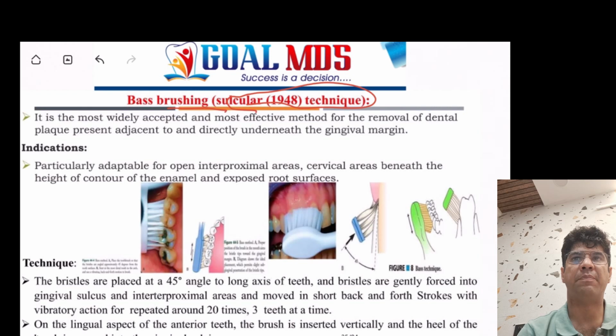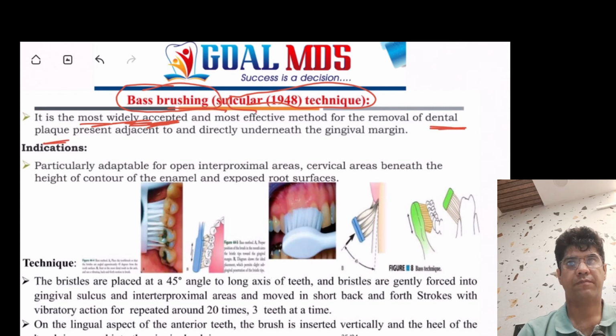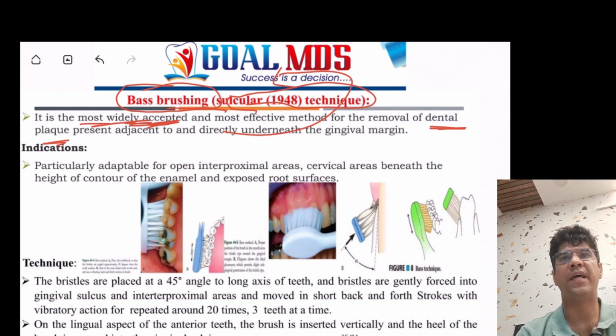The next is the BAF technique, also known as circular technique. Which technique is also known as circular technique? It is the BAF brushing. Which technique is the most widely accepted technique? It's the BAF brushing technique. Which is the most effective technique for removal of dental plaque? It is the BAF technique.